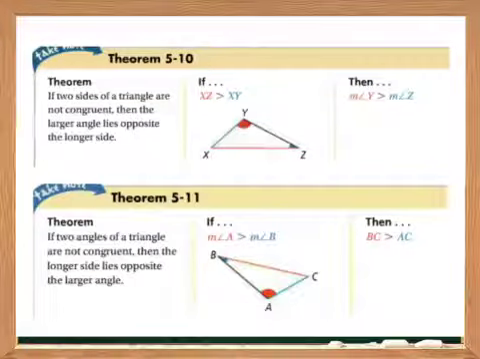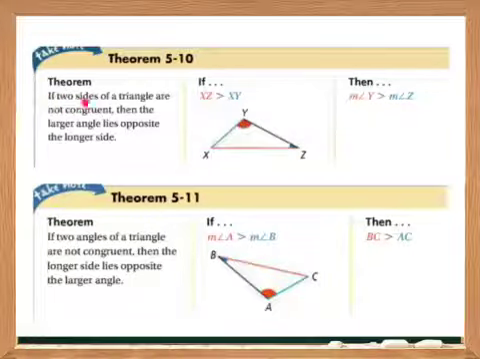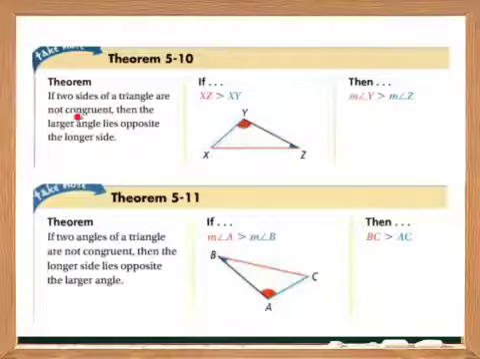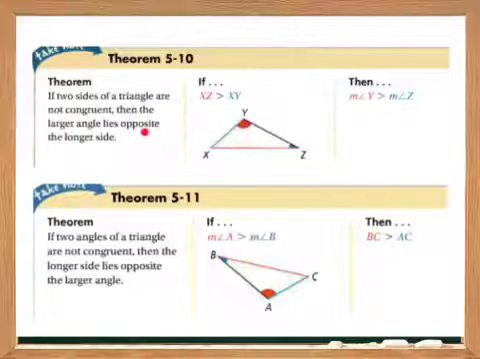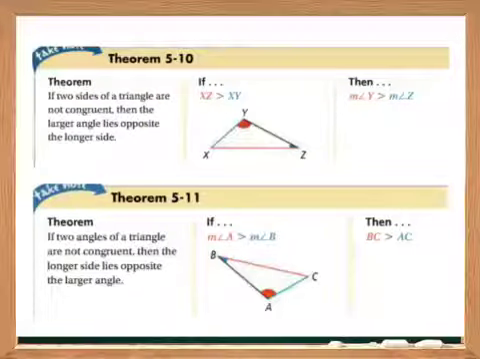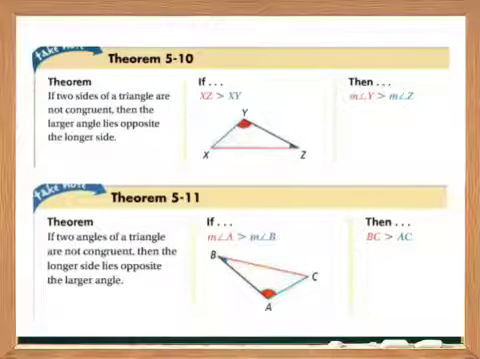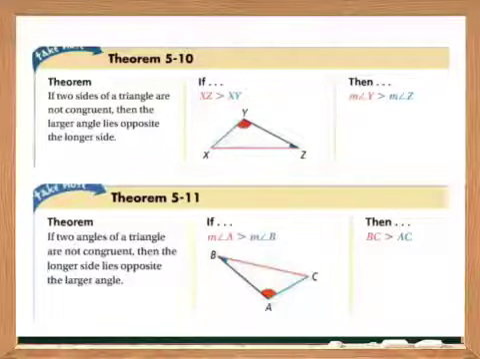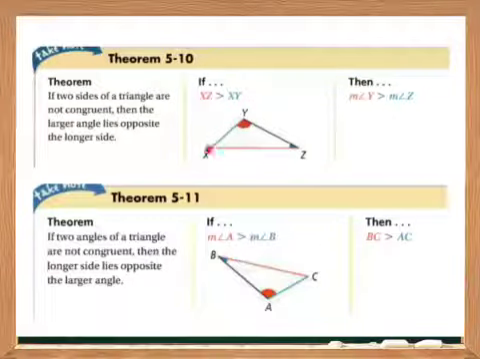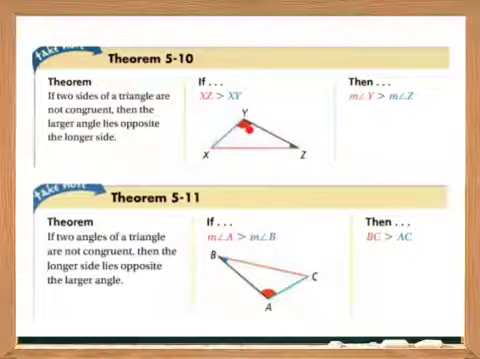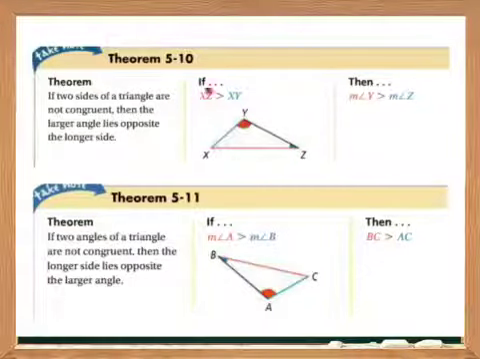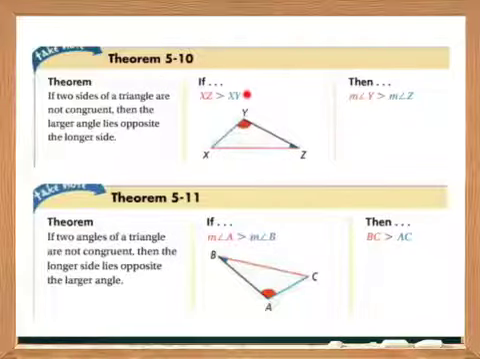Theorem 5.10 states that if two sides of a triangle are not congruent, then the larger angle lies opposite the longer side. We've also seen a little bit of this. So let's say that line segment XZ, the measurement of it, is greater than line segment XY, so XZ is bigger than XY. That means the measure of this angle must be bigger than the measure of this angle. Notice we didn't put lines above the letters because we're talking about their measurements.